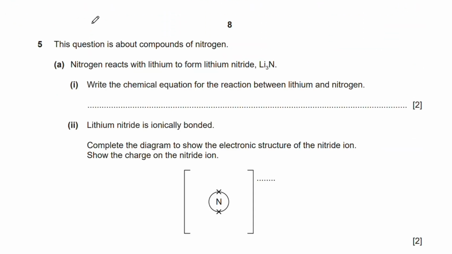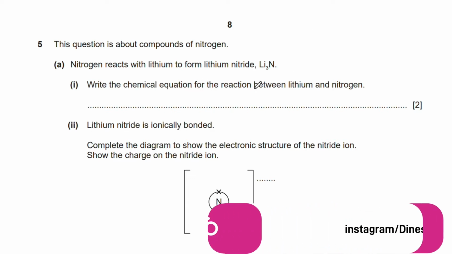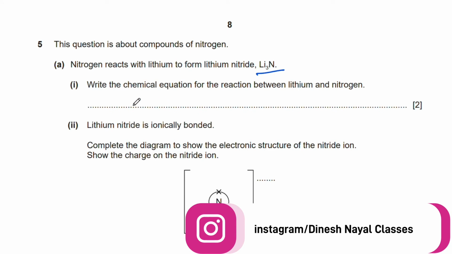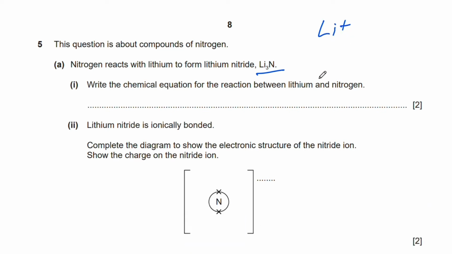This question is about compounds of nitrogen. Nitrogen reacts with lithium to form lithium nitride, Li3N. Write the chemical equation for the reaction between lithium and nitrogen. We know that lithium is Li+ and nitrogen is N3-. So now writing the chemical equation, Li reacts with nitrogen, which is N2, and it forms Li3N. Now first of all, balancing nitrogen.